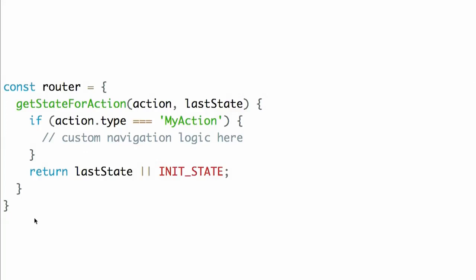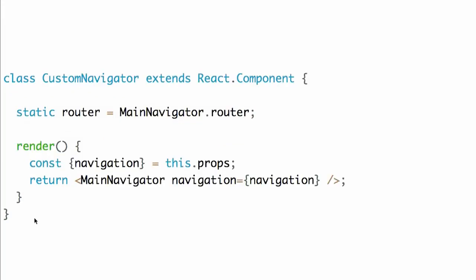And a minimal router might look like this. You define getStateForAction. You'd handle an action and a last state. If your action type matches something, then you might return some custom navigation state. Otherwise, you're just going to return the previous state or an initial state.